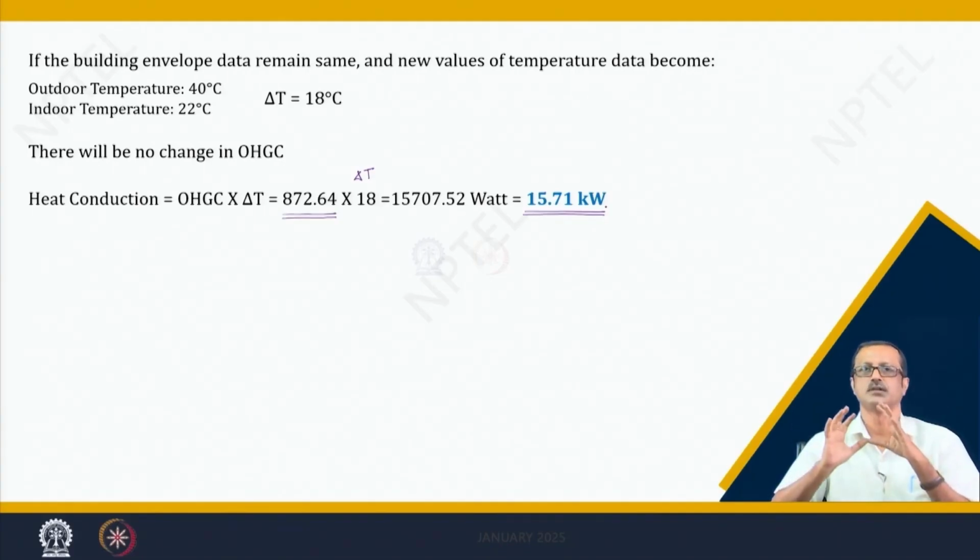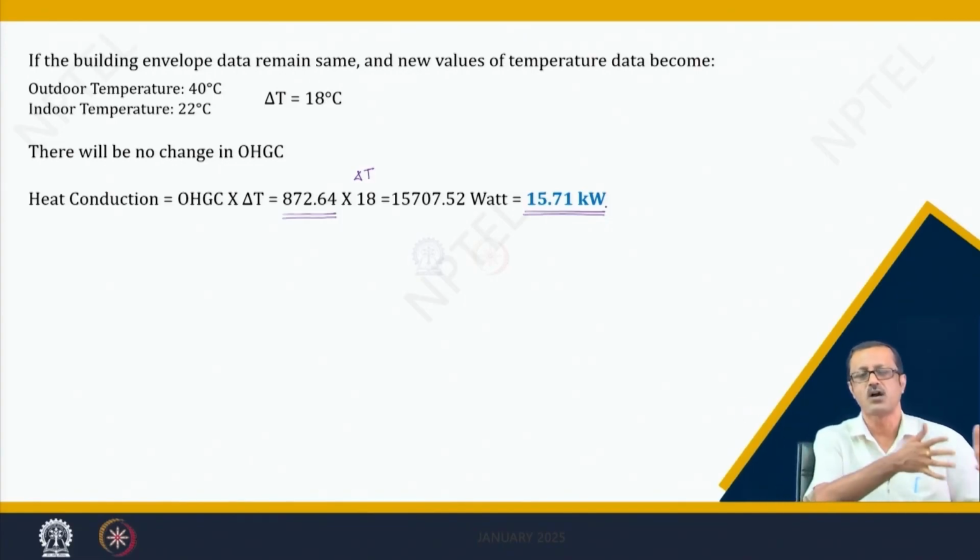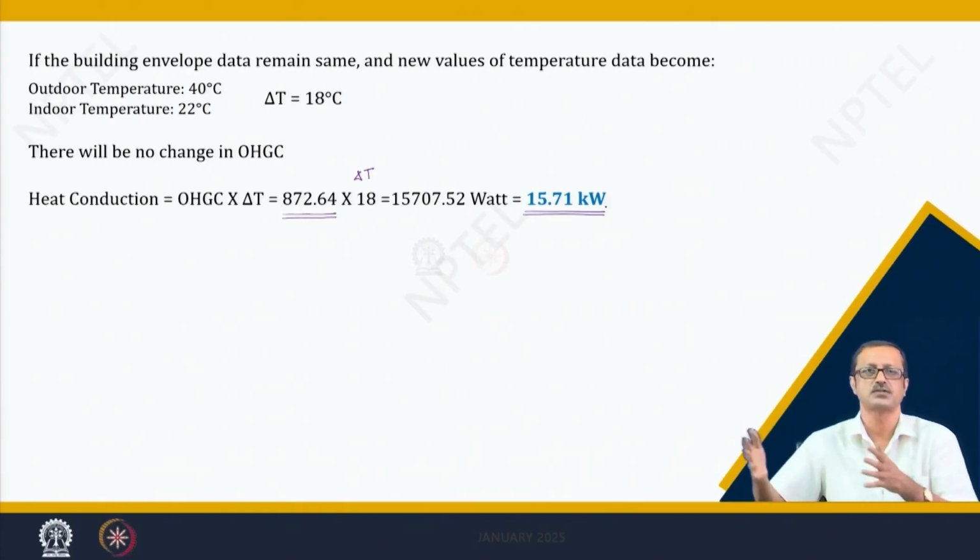So, if I try to model a particular building based on outdoor temperature only, with no radiation, no other scenarios, only the outdoor and indoor temperature, it is best to go with the OHGC. First compute the OHGC and see how the scenario changes in the hotter month, the summer month, the winter month, or the average temperature, whatever it may be.